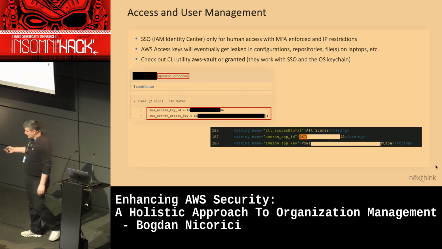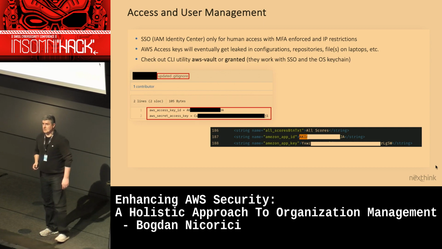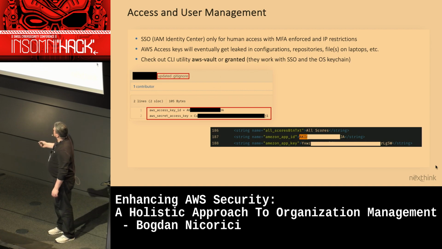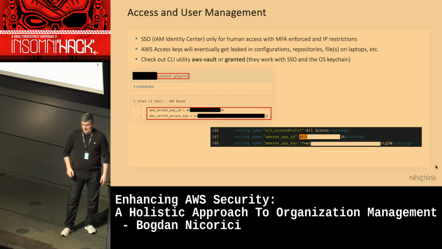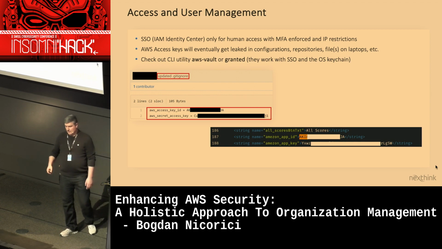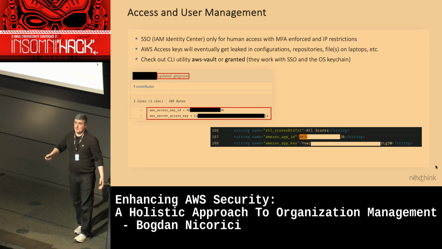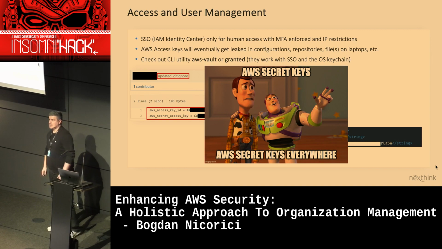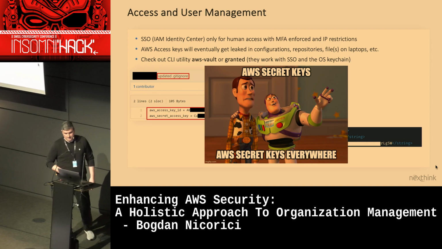And you can use two CLI tools, AWS Vault and Granted. They will help you to use the SSO authentication, and it works with the OS keychain, so you won't have to save secret keys, all of that information, on disk. The only thing it will store is the token of the SSO, but that's going to be in the OS keychain, which is way more secure than having it laying around in a file. And of course, AWS secret keys, you can find them absolutely everywhere, so don't use them.